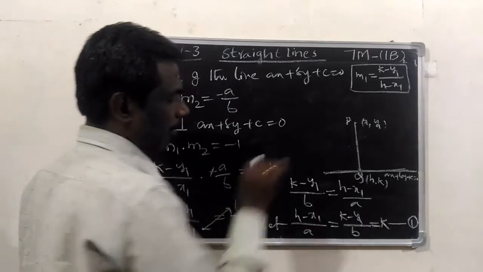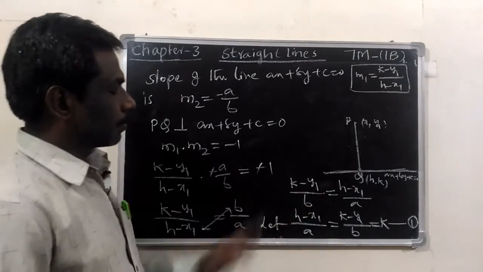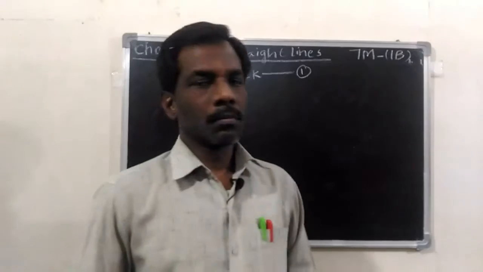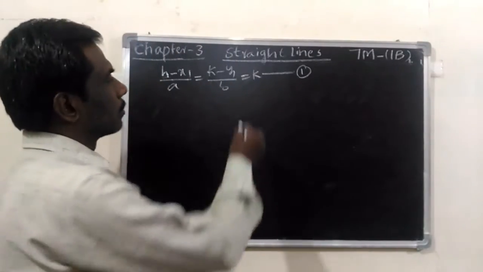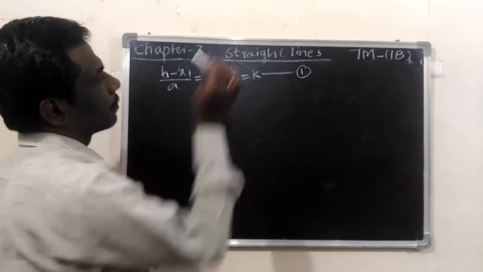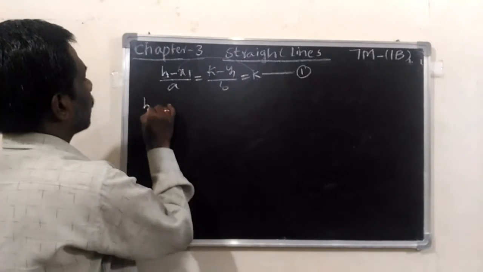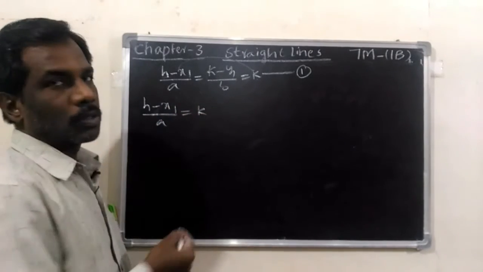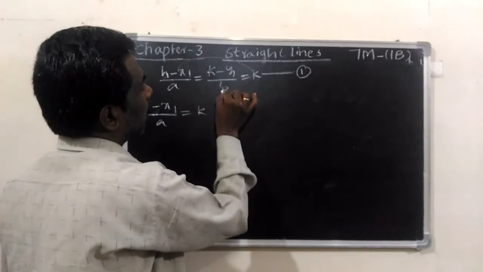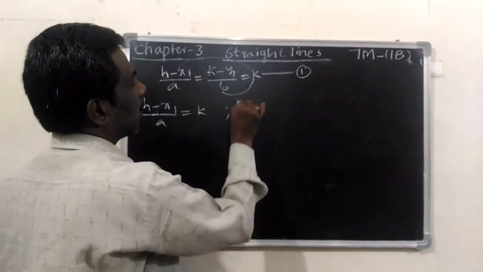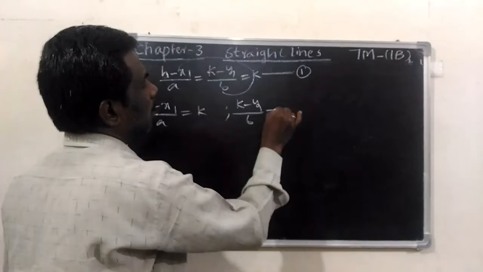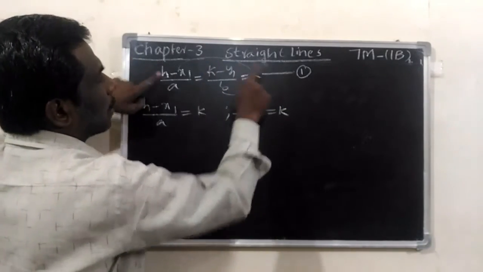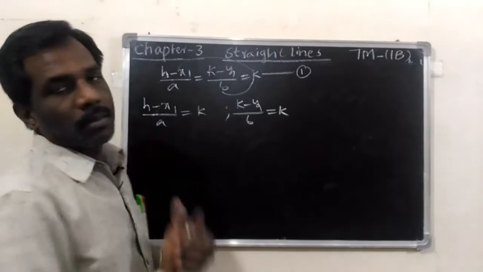So we get this type of equation. After that, assume this equation as k, that is the first equation. Now I am equating this k with this: (h minus x1) by a is equal to k, and also this k is equated with the second term, that is (k minus y1) by b is equal to k. So I equate the first and last, and next the second and the last.